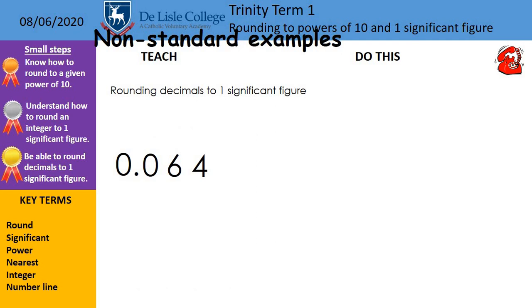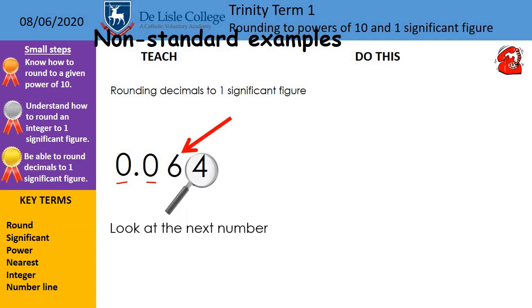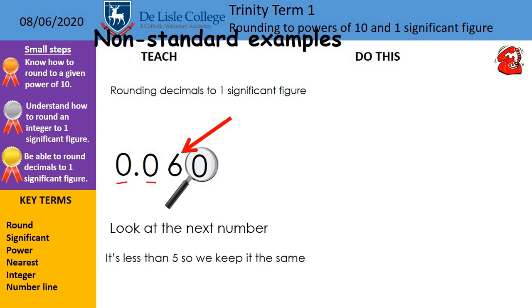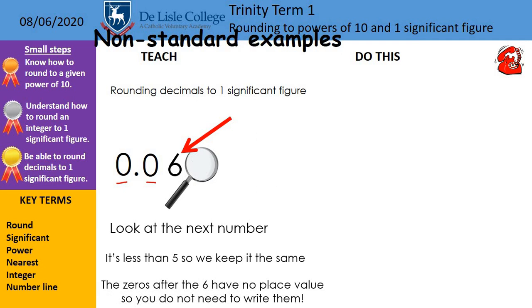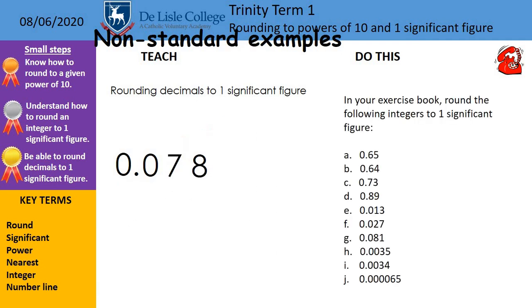And then here, we've got 2 zeros at the start, and we know zeros at the start of a number or an integer or a decimal aren't significant. So the first significant figure is the 6. The 4 is in charge if it changes. It's less than 5, so we keep it the same, and we know we don't need to keep that last 0. Okay, so it's 0.06.